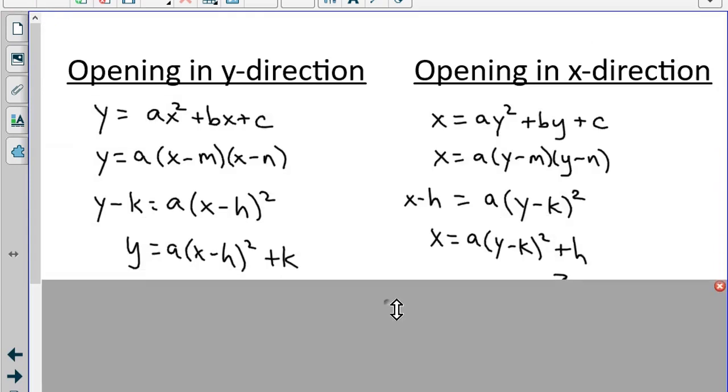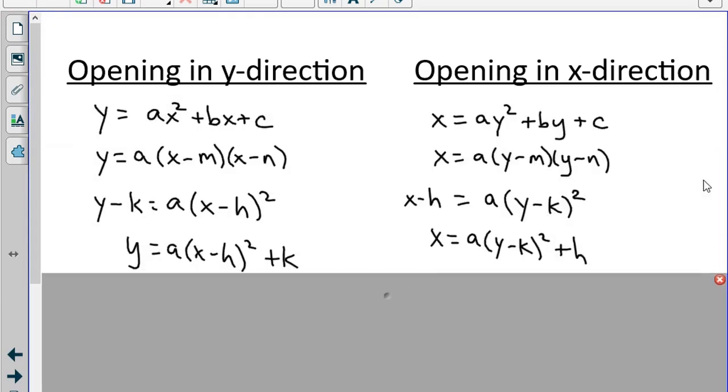So here are some equations of parabolas. Notice that if it opens in the y direction, the y value will not be squared and the x value ends up being squared if you multiply everything out. So this would be what we used to call standard form, and we still do call standard form. This one right here we call factored form.